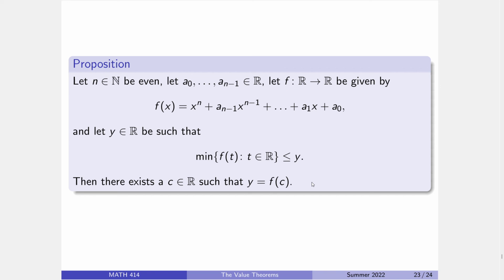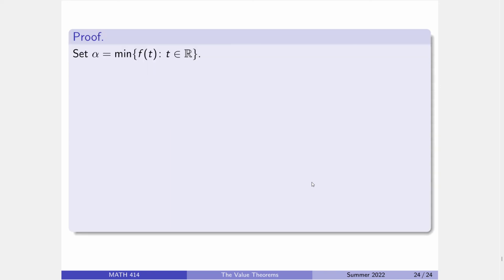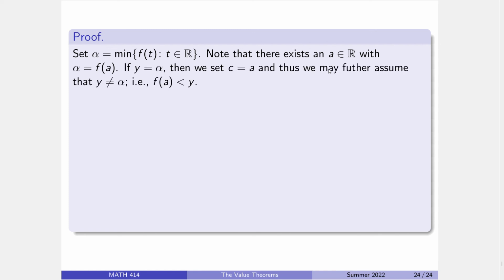All right, so let's finish things off, and good news is we've basically done all of the details of the proof for this. We just got to put everything together. So let alpha be the minimum, which by the previous proposition we know exists. And furthermore, we know there is an a so that alpha is obtained. Okay, now if y is actually equal to the minimum, then we just choose c is equal to a, so we can go ahead and assume that y is not equal to alpha. So in other words, f of a is less than y.